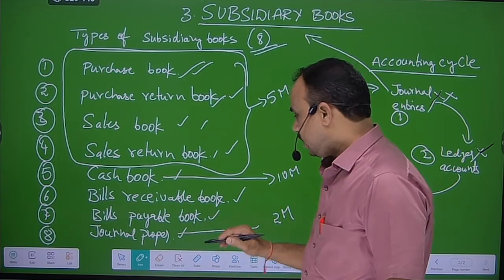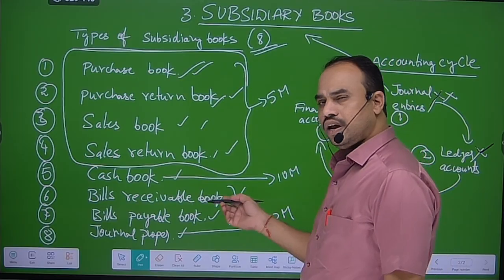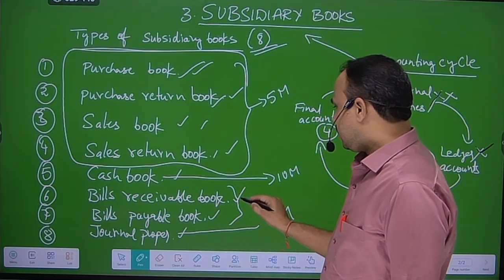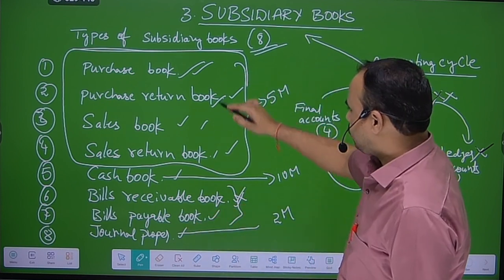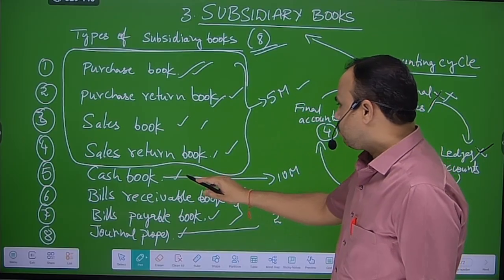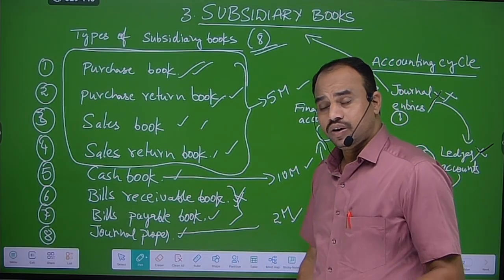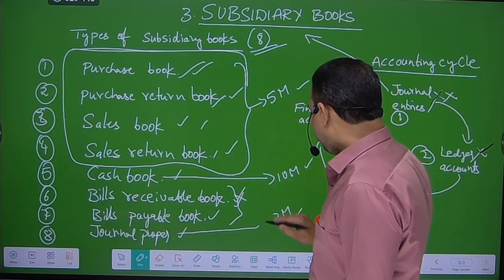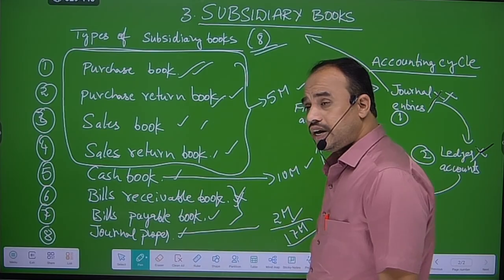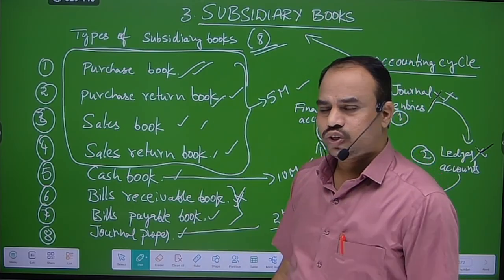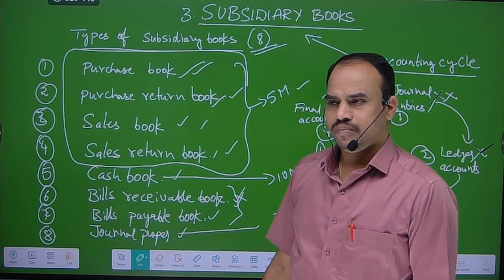Okay, in intermediate level you do not have bills receivable book and bills payable book, but you have them in degree level. So in intermediate level you do not have these two topics. From these 4 books you will get one 5 marks question, from cash book one 10 marks question, from journal proper 2 marks. Okay, total 17 marks you are going to get from this chapter. So very, very important and easy to get marks from this chapter. So concentrate very well and listen properly.